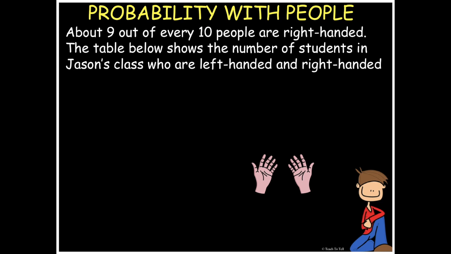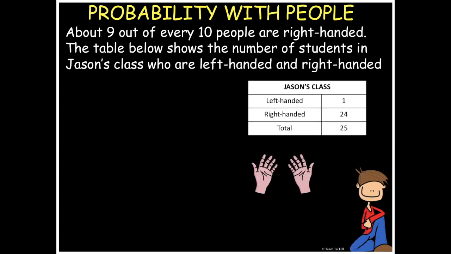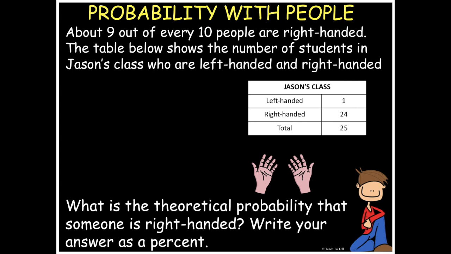About 9 out of every 10 people are right-handed. The table below shows the number of students in Jason's class who are left-handed and right-handed. What is the theoretical probability that someone is right-handed? Write your answer as a percent.